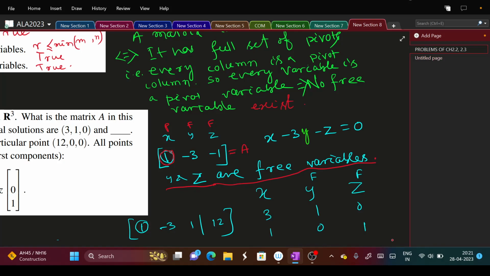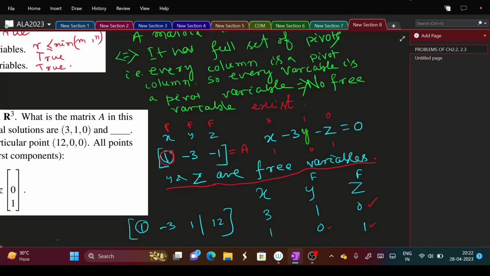Then find out the special solutions. For the special solutions, as these are free variables, first I will assign y with 1 and z with 0. Then I will assign y with 0 and z with 1. I will substitute these values. So first of all, y 1, z 0 implies x is equal to 3. Next, y 0, z 1 implies x is equal to 1. So I got these two vectors. These two vectors are the special solutions of the given matrix.